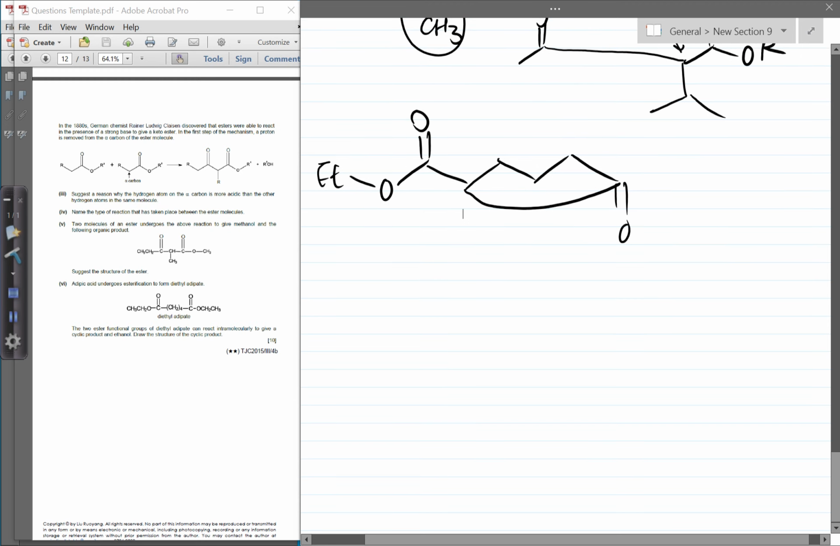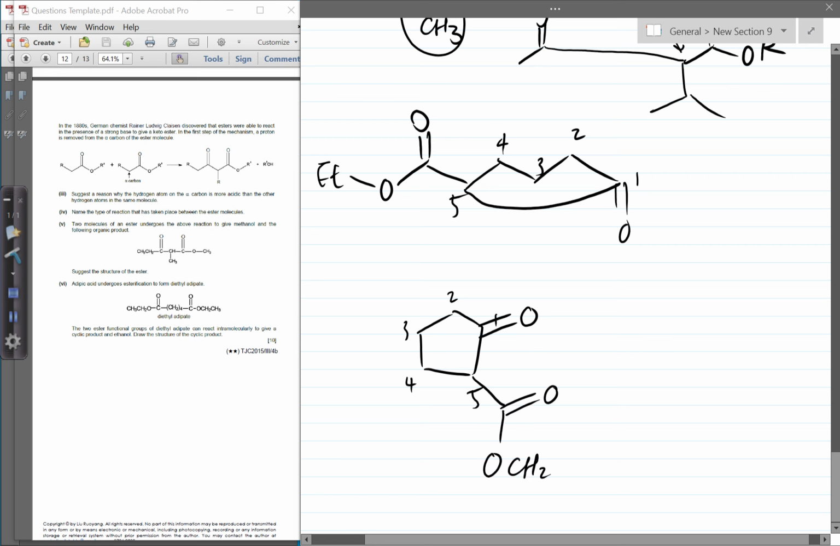So if you get confused easily, you just number them, right? 1, 2, 3, 4, 5. So this is a 5-membered ring, right? 1, 2, 3, 4, 5. So on 1 there is a ketone group. 2, 3, 4, 5. On 5 here there is this ester group which we didn't touch just now, right? So CH2, CH3, and I have my answer.